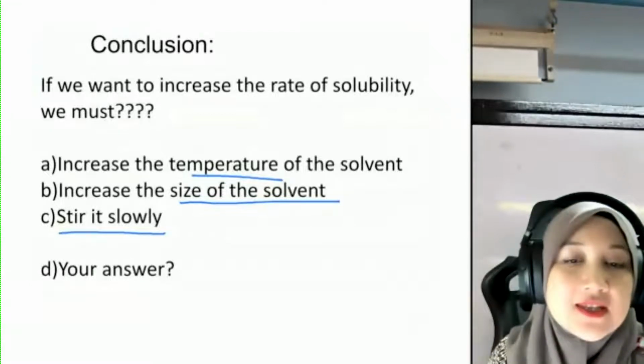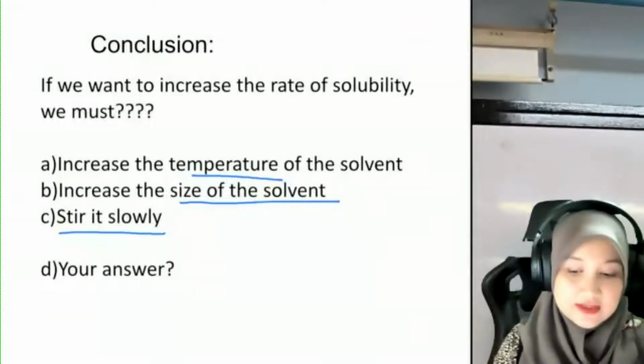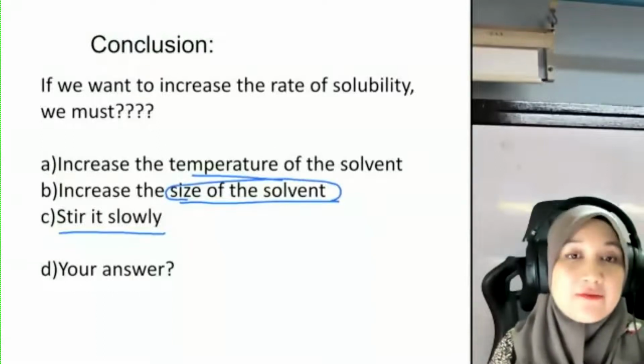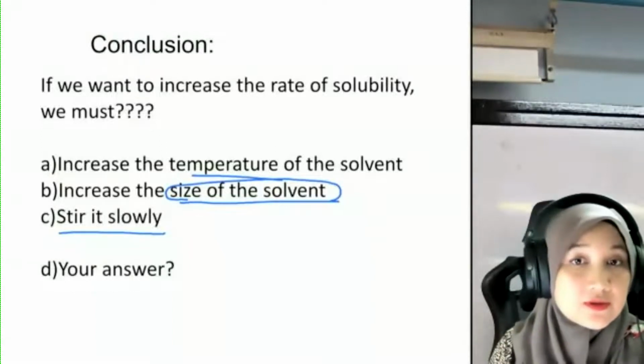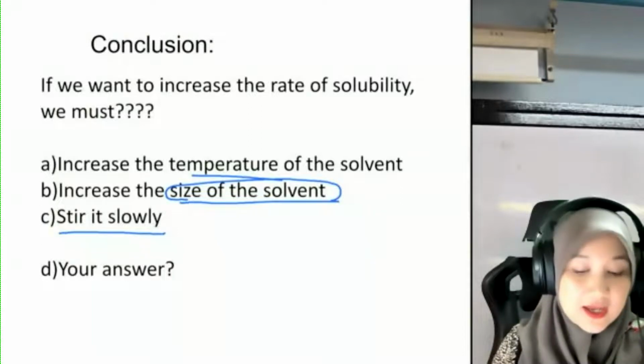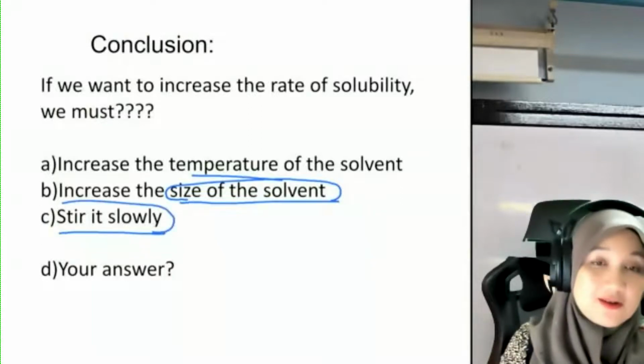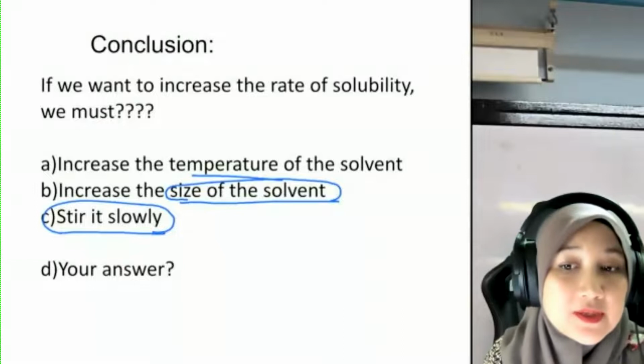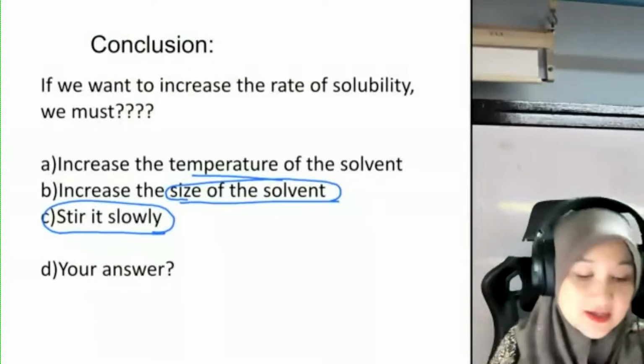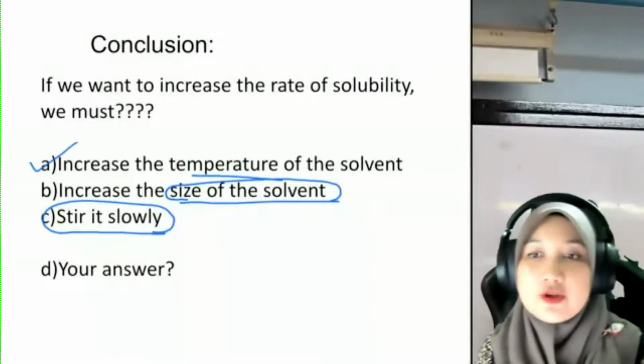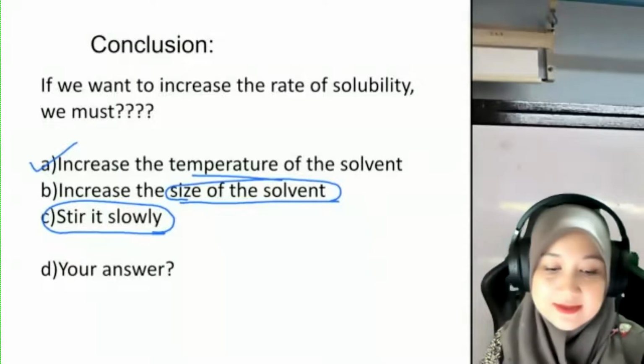A, increasing the temperature of the solvent. If you increase the size, it might take more time for it to dissolve. And if you are stirring it slowly, the rate of solubility will become slow. So the best answer is A. Very good job, guys. All right, next.